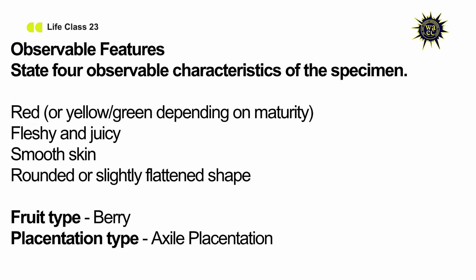So the observable features here are just red, fleshy and juicy. It has a smooth skin, it's rounded or slightly flattened in shape, depending on the kind of tomato that was provided for you. Now it is a berry. That's the fruit type. It's a berry. Now another important information here is that it has an axile placentation. So in case you are asked to make a transverse section, that you cut from left to right or right to left, the kind of placentation you will see is axile placentation.